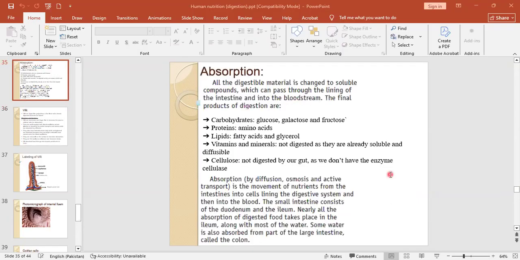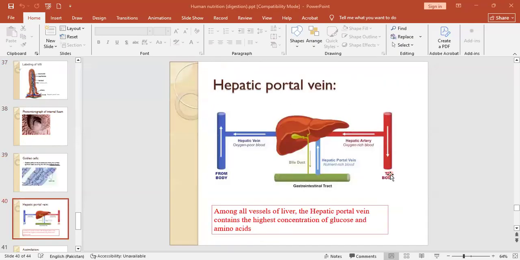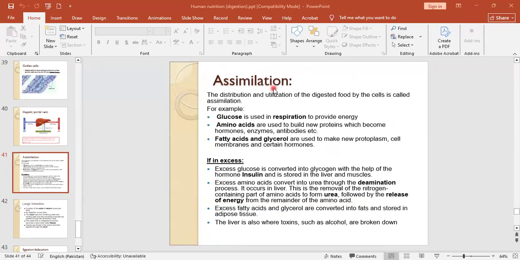All right, so here we are done with absorption. Now your nutrients are in the blood, ready to be distributed to the cells. So the next stage is assimilation. The distribution and utilization of the digested food by the cells is called assimilation. Now the food has reached the cell. The cell is going to utilize it. Where is it going to utilize it? We are going to discuss that now.